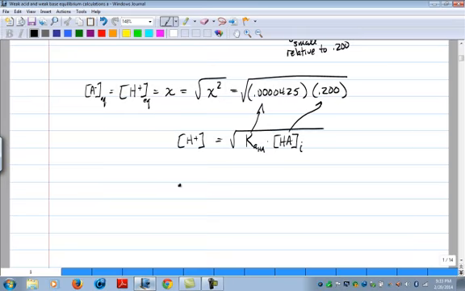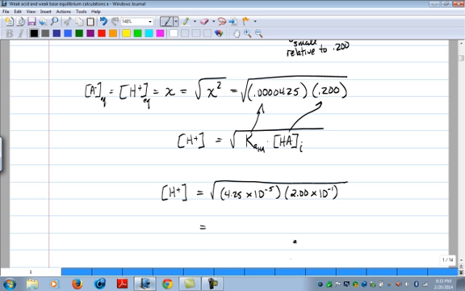Now, just to show you that this could be done without a calculator as a part 1 question, we'll write things in scientific notation. You have square root of 4.25 times 10 to the minus 5 times 2.00 times 10 to the minus 1, and then you could just multiply the respective numerical and exponential parts. 4.25 times 2 is 8.50, and 10 to the minus 5 times 10 to the minus 1 is 10 to the minus 6.